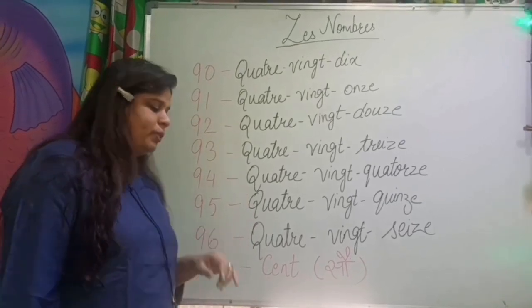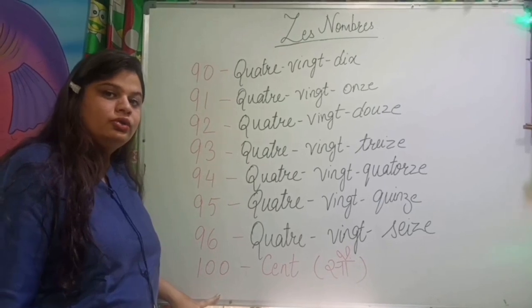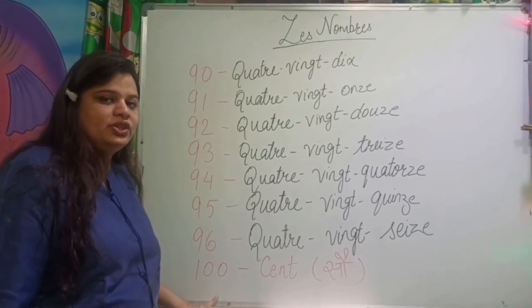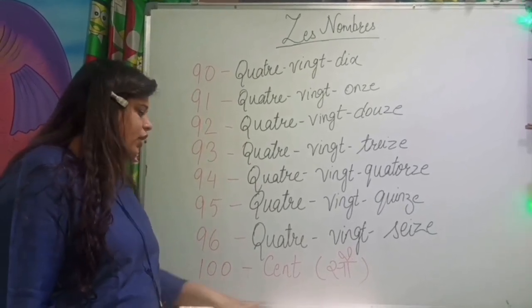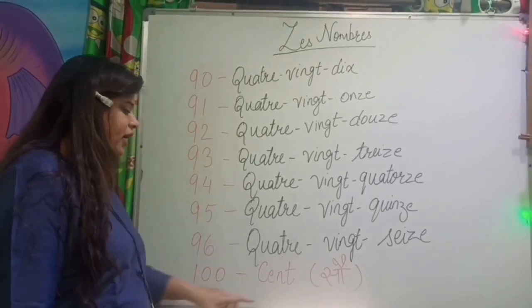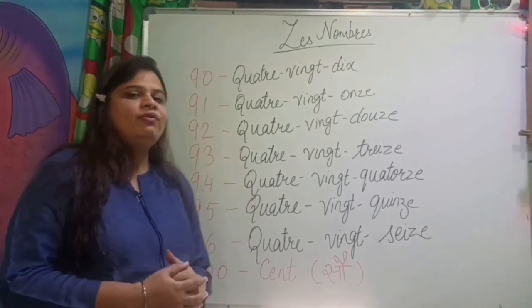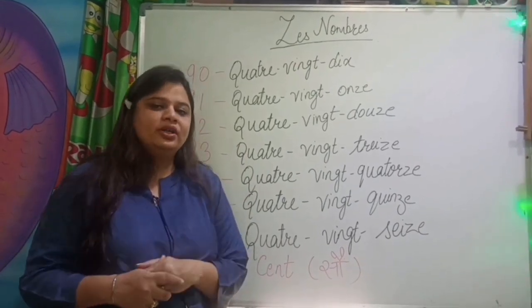Now, the last one is 100. 100 in Hindi means sau. It is the same in French, but with the nasal sound of cent. So 100 becomes cent. So in this session, we have learned the numbers from 50 to 100.